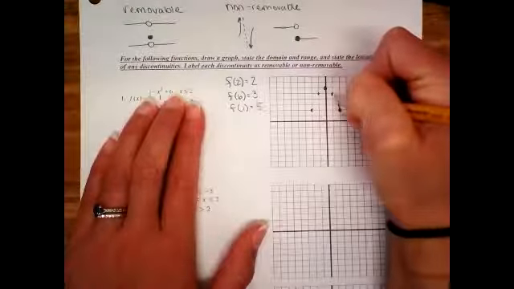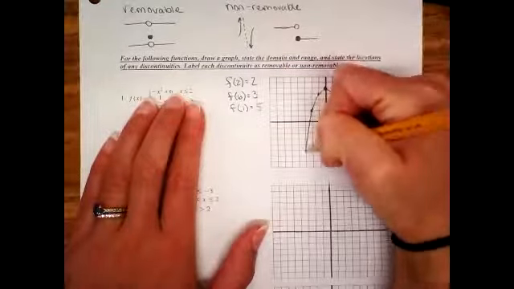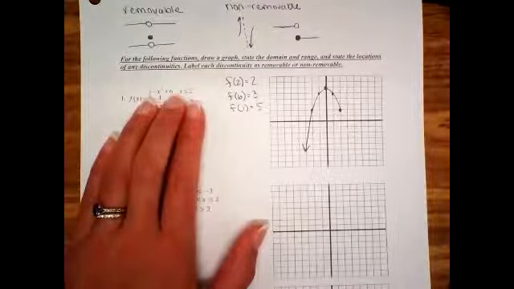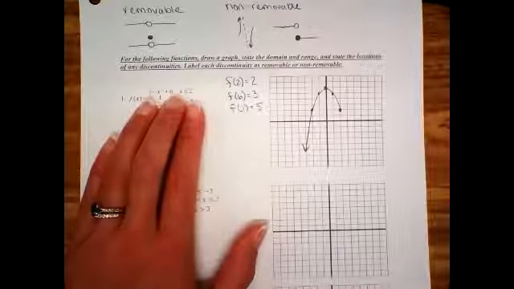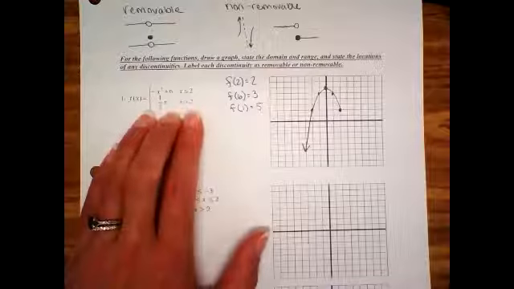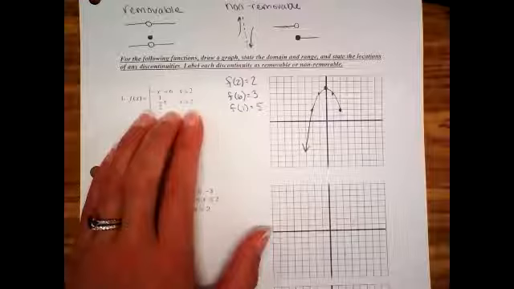And then when you connect it, you just don't get the whole graph. You only get from 2 and then numbers smaller than that. So it's a parabola that got amputated. It just got cut off. Some people like to graph the whole thing and then just erase the part they don't want. If you're like that, you can do that.